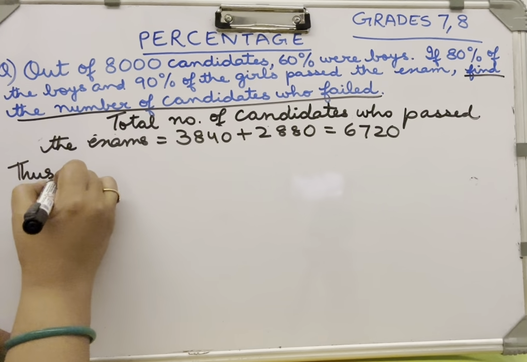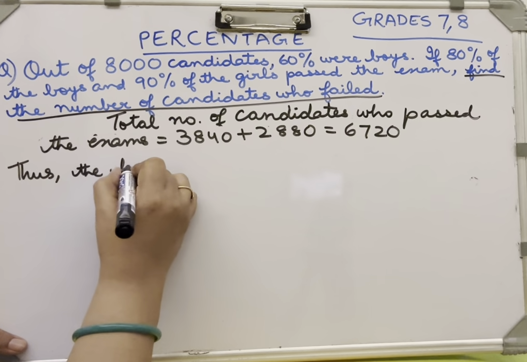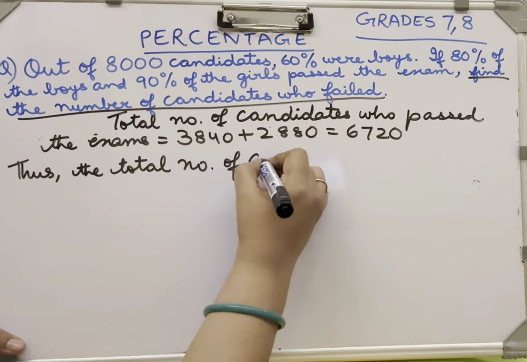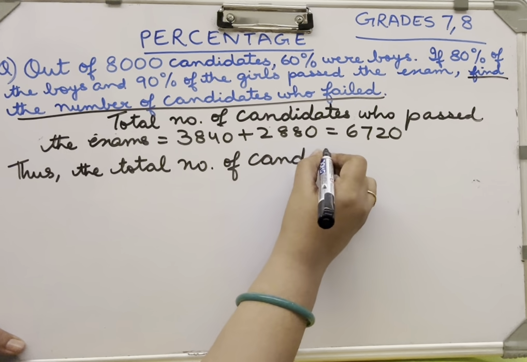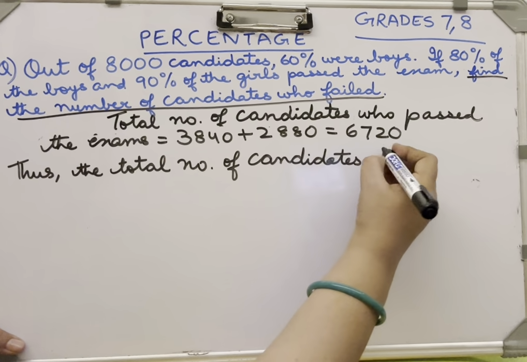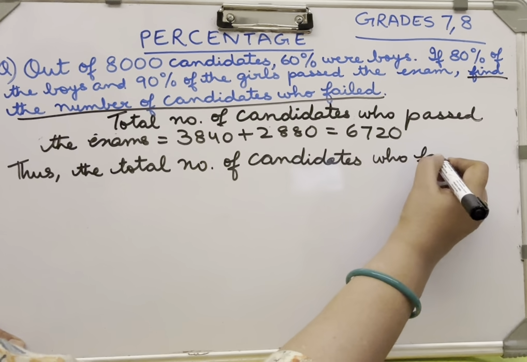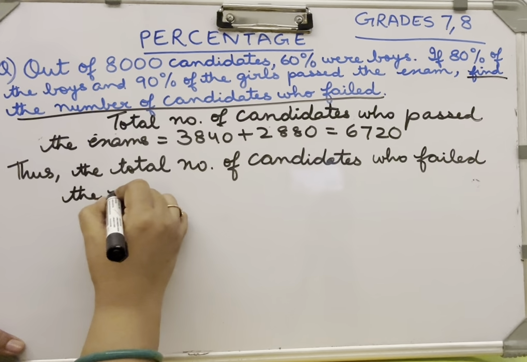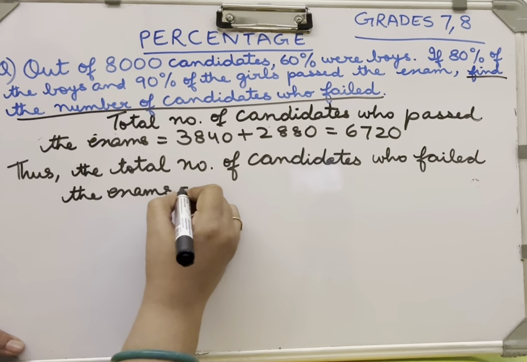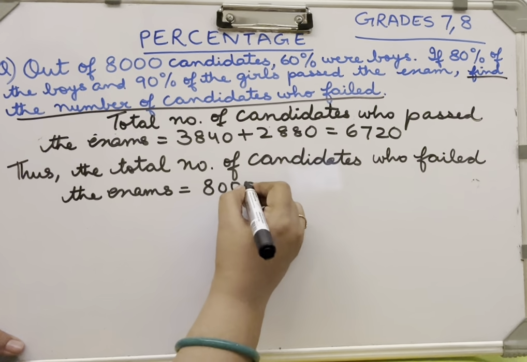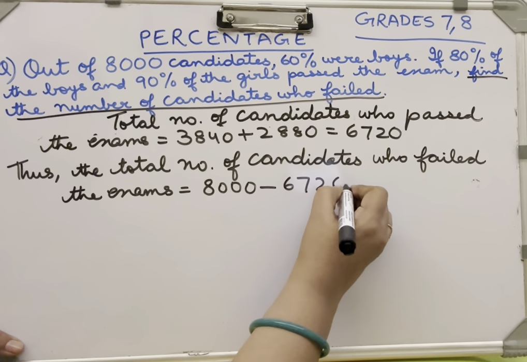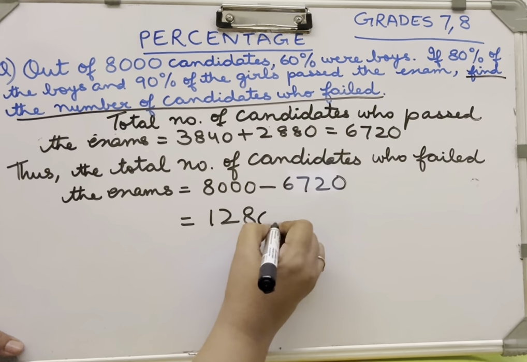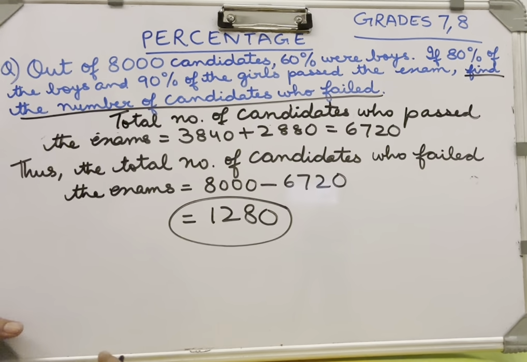Thus, the total number of candidates who failed the exams, that will be 8,000 minus 6720, and the value is 1280. So this is the final answer.